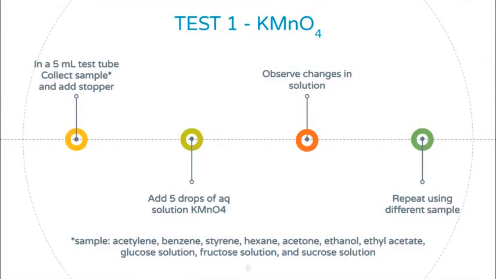Next, the sample was collected in a 5 ml test tube, and for samples that were in gaseous form, a stopper was added tightly. 5 drops of an aqueous solution of potassium permanganate was then carefully added, and the changes in the solution were observed and noted. This process was repeated using the different samples.